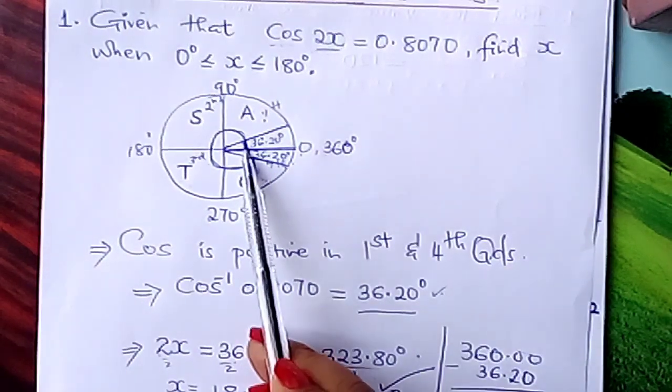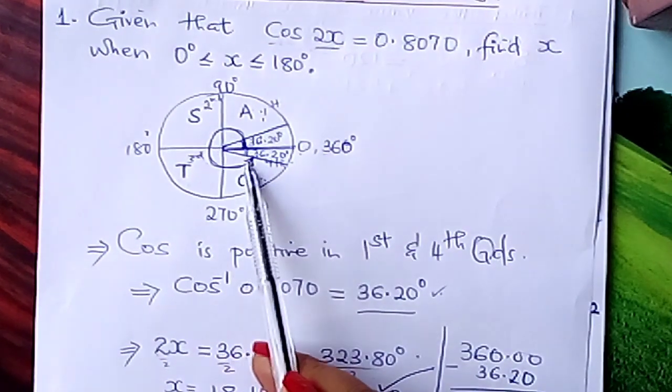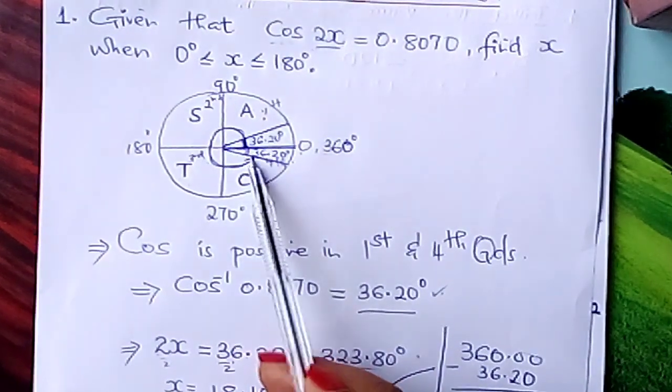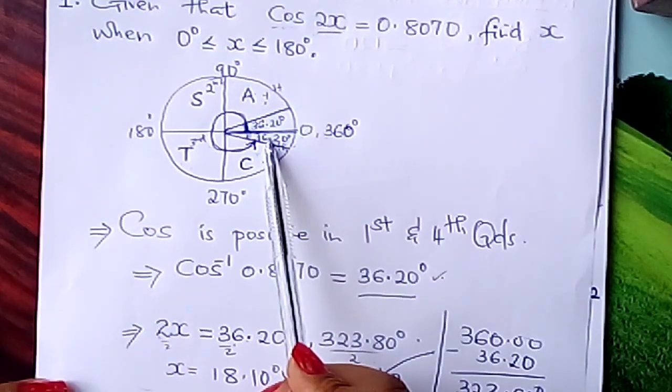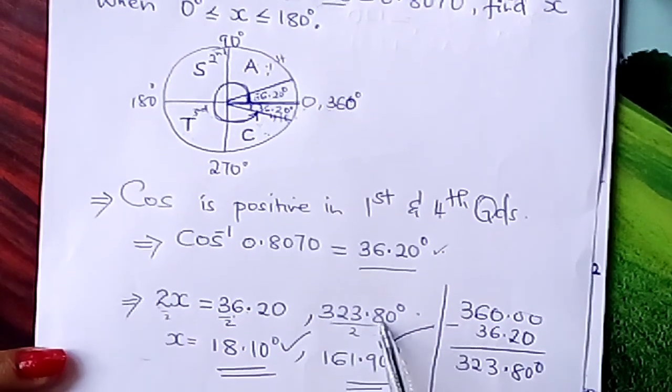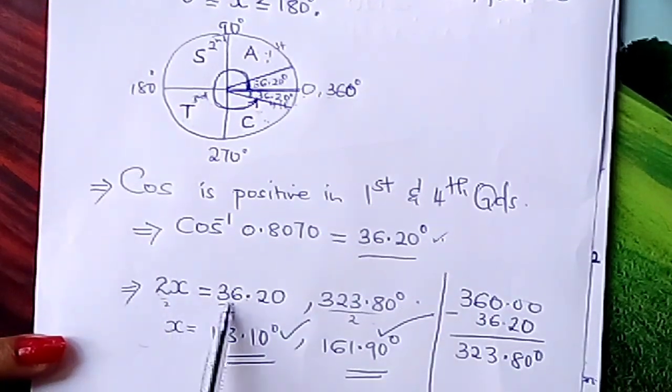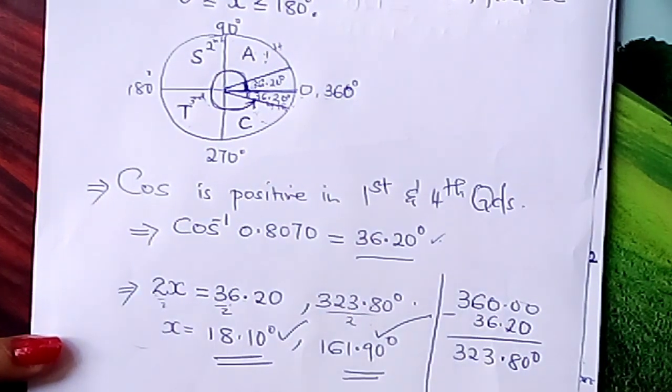Then in the fourth quadrant, learner, it is this angle here, reflex. So you subtract 360 minus this acute. You get 323.80. So what is x? Divide this by 2, divide this by 2 to get your values of x.